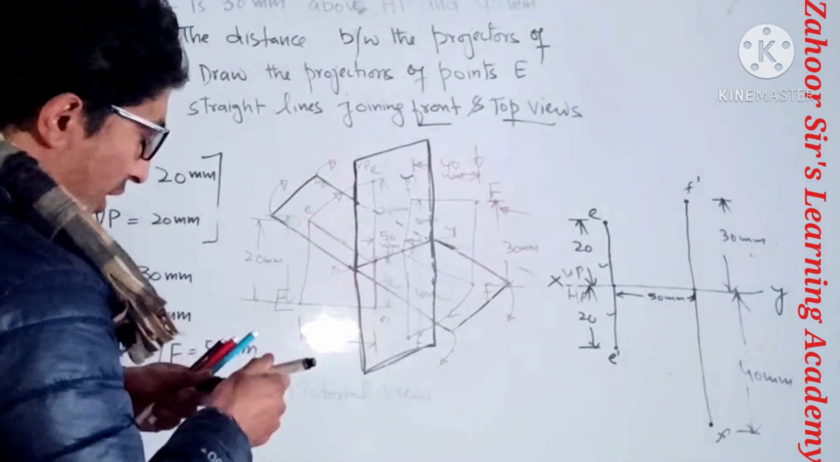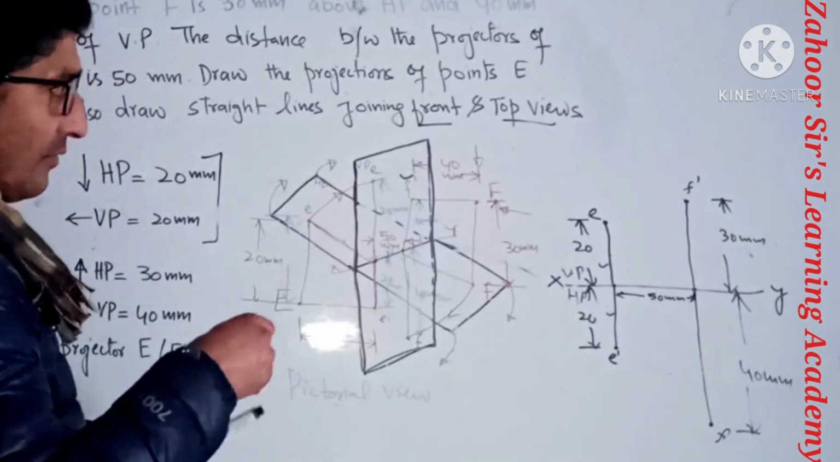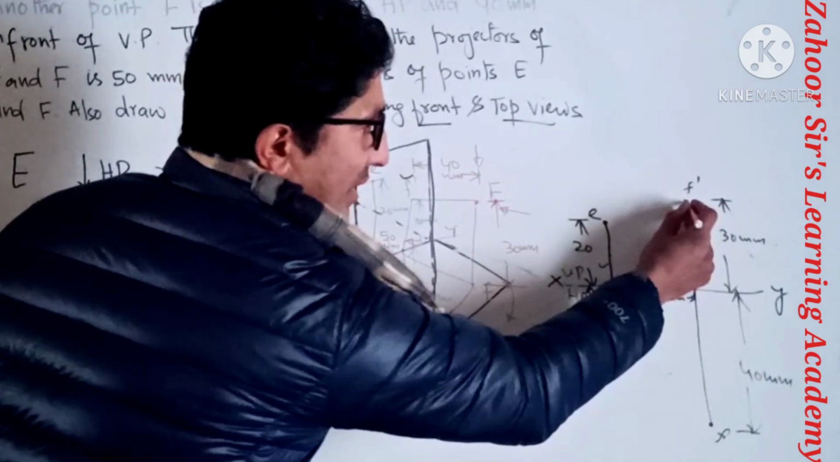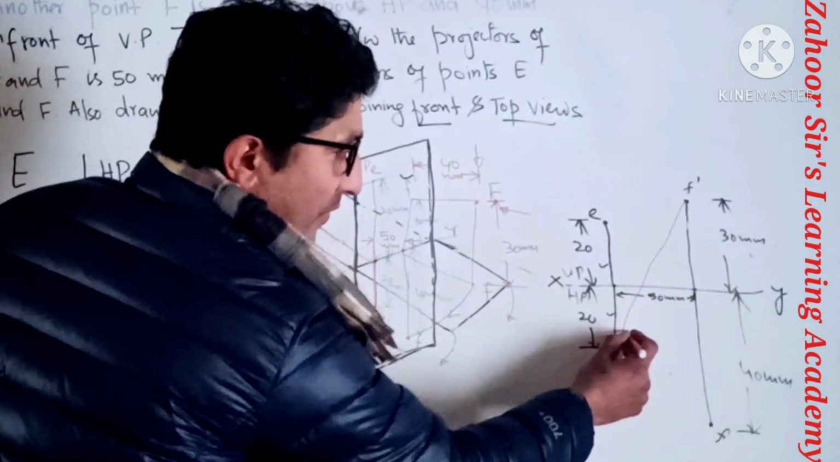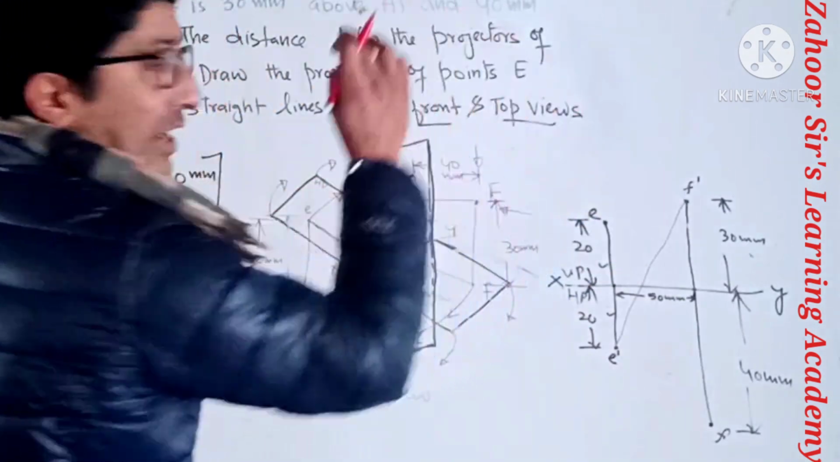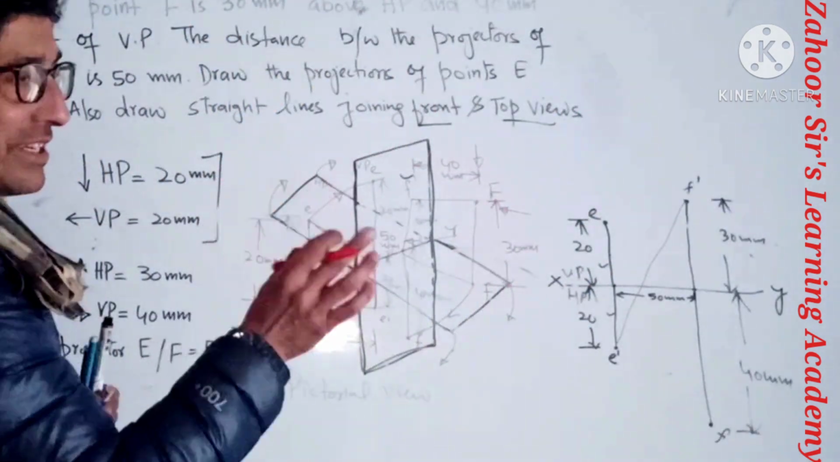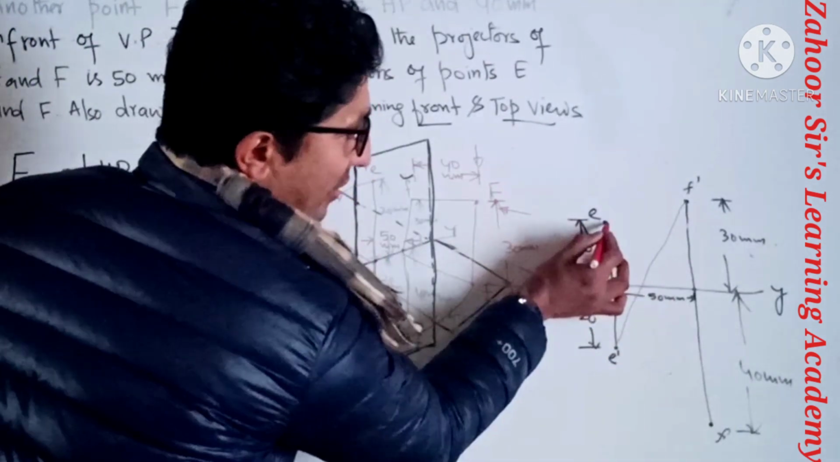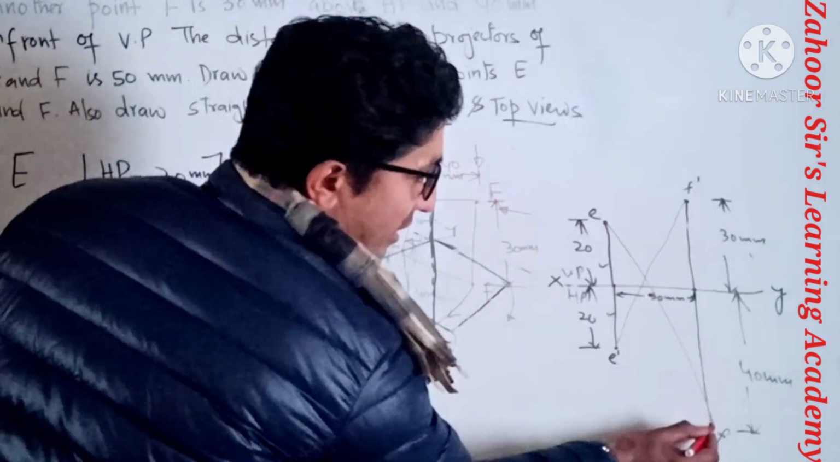So we need to join the front view. Front view is E prime and F prime. So I will connect these two with a straight line. And this is the front view. Now I need to draw the top view, connect the top views. So top view means E only and F only. So I will connect these two points together.